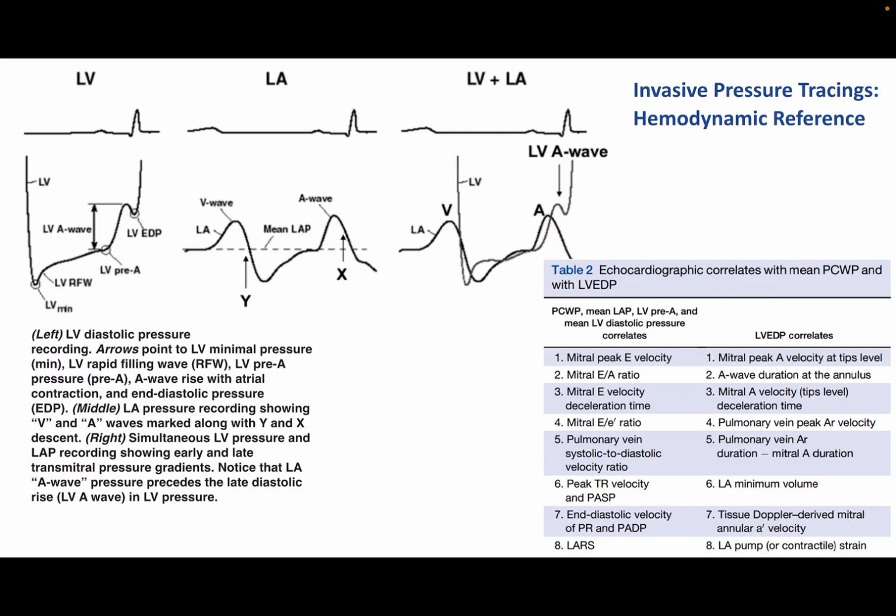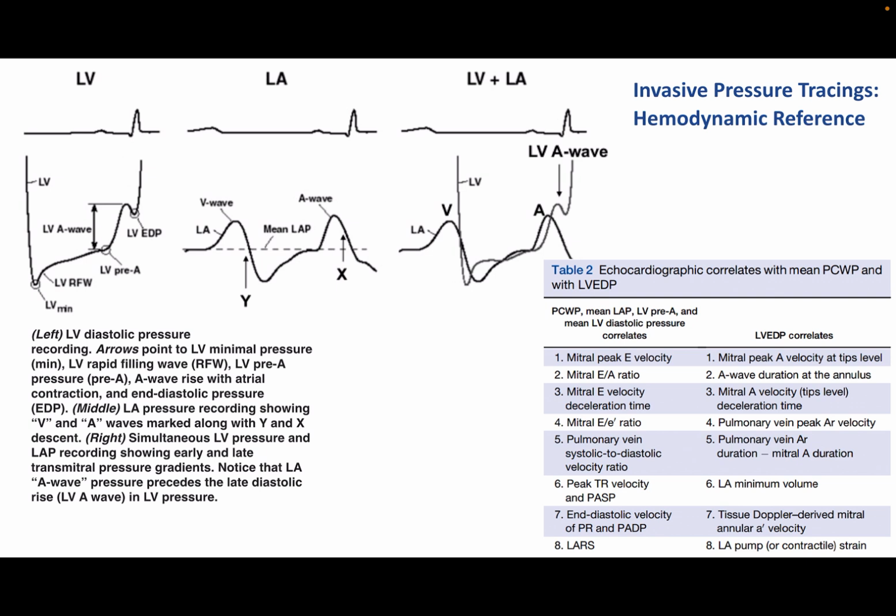Invasive pressure tracing, hemodynamic reference. This slide shows the pressure tracing from cardiac catheterization, the gold standard against which all our echo parameters are validated. Look at the left panel, the LV diastolic pressure tracing. Notice the LV pressure has a minimum point, then a rapid filling wave, or RFW, then rises again with atrial contraction, the A wave, and then reaches the end diastolic pressure. This entire trajectory is what we're trying to reconstruct non-invasively with echocardiography.